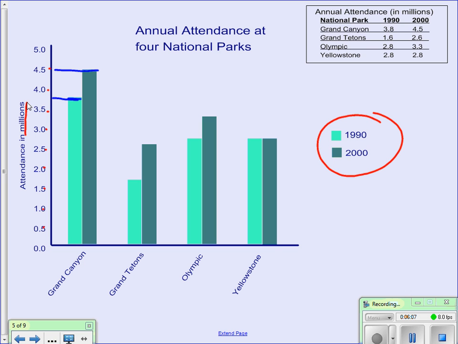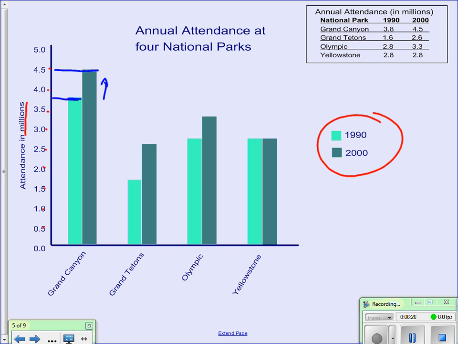So we can also see, obviously, the Grand Canyon is the most popular of all the parks, but it got more popular in those 10 years, right? You can see that it increased here. It went up between 1990 and 2000. Right? Over 500,000 people more visited.